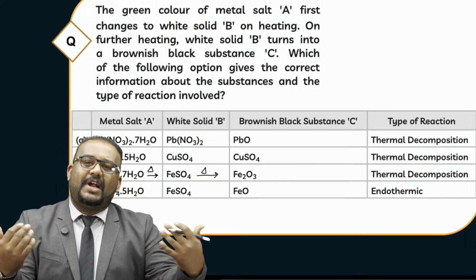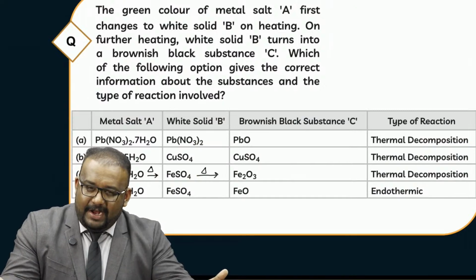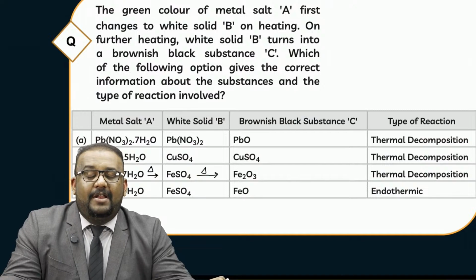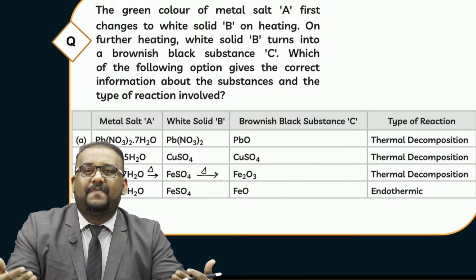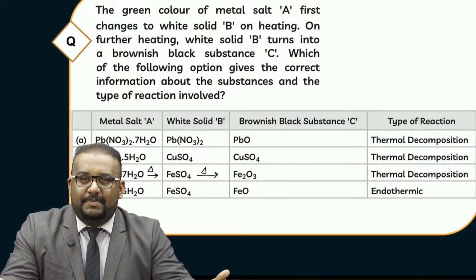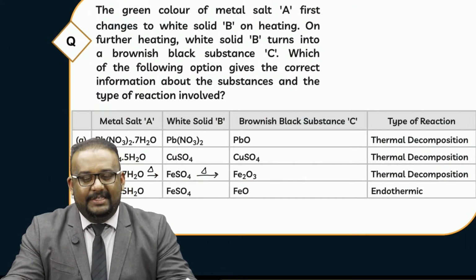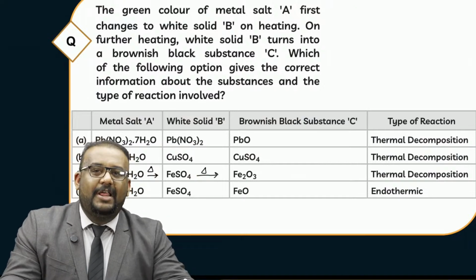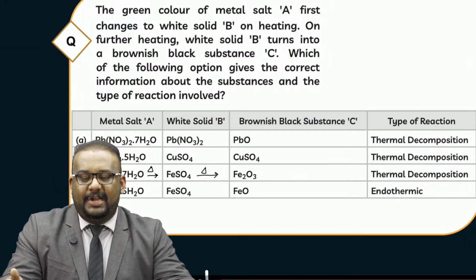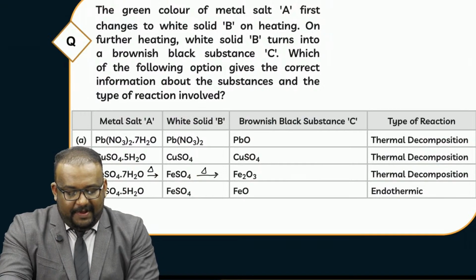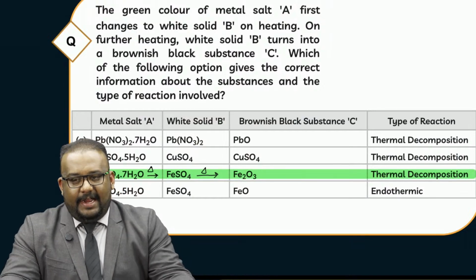You have studied two more thermal decomposition examples in chapter 1. One is the decomposition of lead nitrate, which forms lead oxide, nitrogen dioxide, and oxygen gas. Apart from that, you have studied the thermal decomposition of calcium carbonate, which gives calcium oxide, which is quicklime, and carbon dioxide. So you have studied three thermal decomposition examples in this chapter, and any one of them will definitely come for the exam. So please remember all the observations of those three thermal decompositions. Hope this question is clear to everyone. The correct answer is option C.